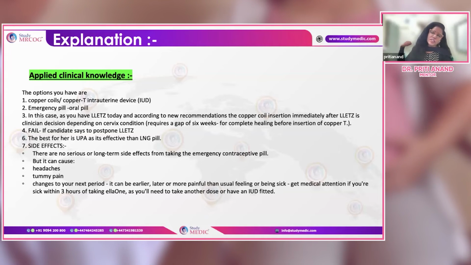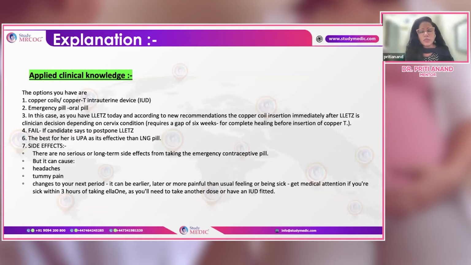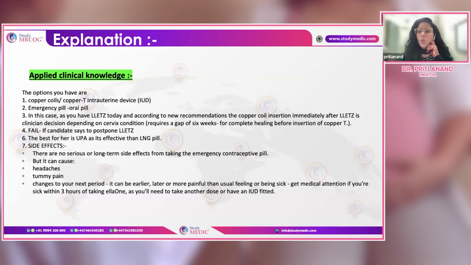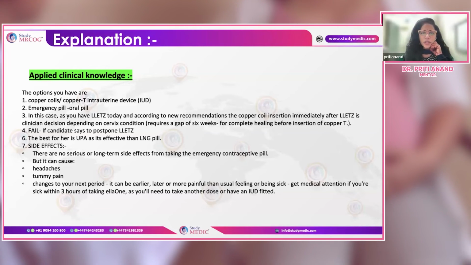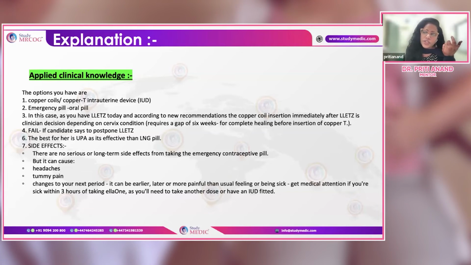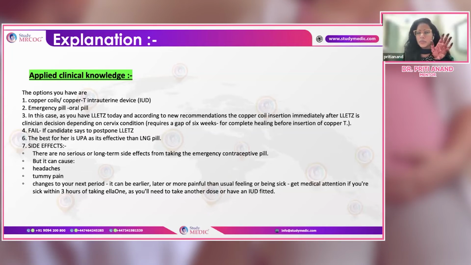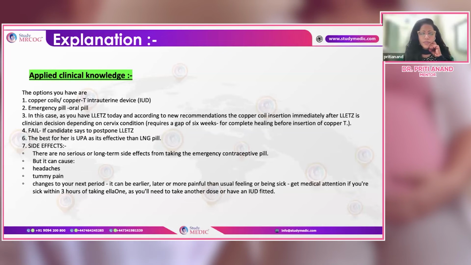Now, with regard to efficacy, we know that the copper coil is best, but there is a problem of LEEP going on. So the copper coil we will avoid, okay, after explaining to the patient. Second best is always UPA, okay. So if she agrees, UPA 30 milligram, 1 dose, is the best for her.